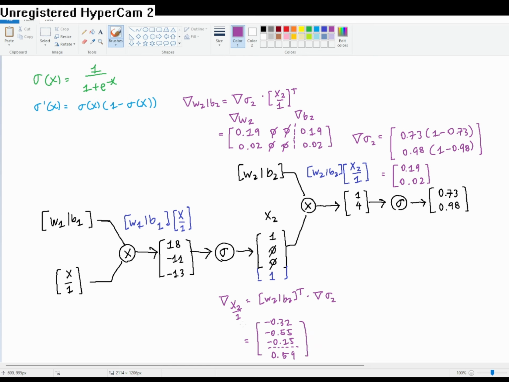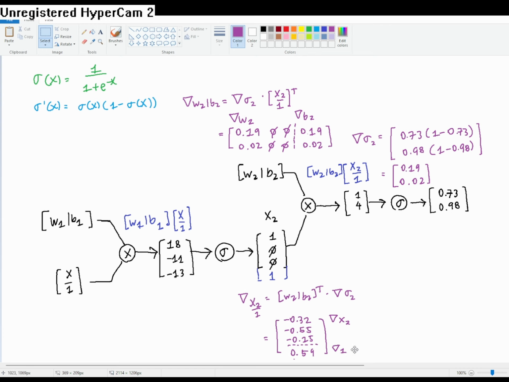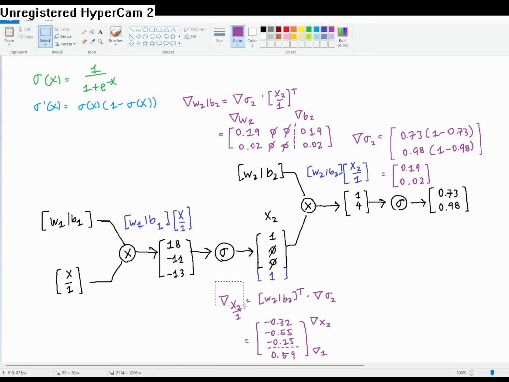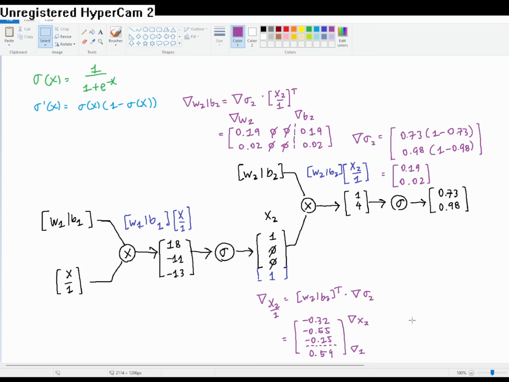gradient with respect to x2 up here, and the gradient with respect to the 1 down here. All right, well, we're done with half of the back propagation, which is pretty good in my book. I'm going to move this over to give us a little bit more space, just so we can work. We don't have to work cramped right here, you know what I mean?